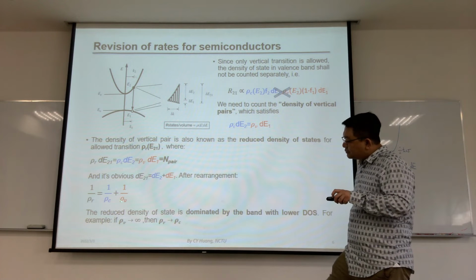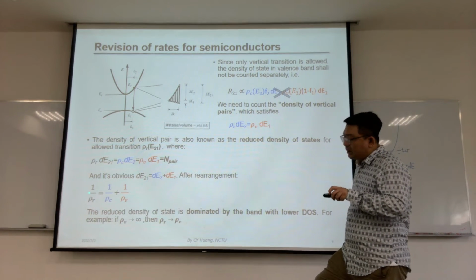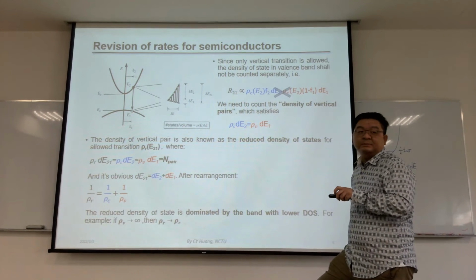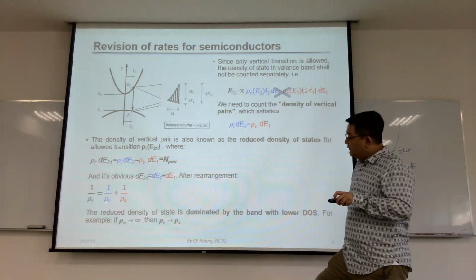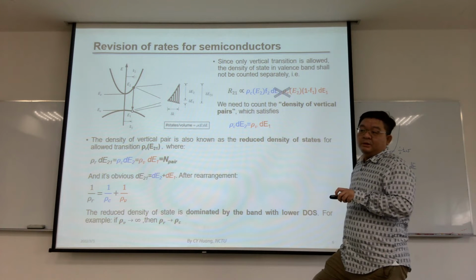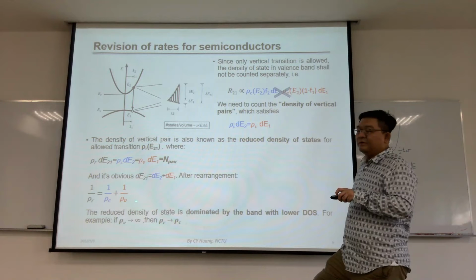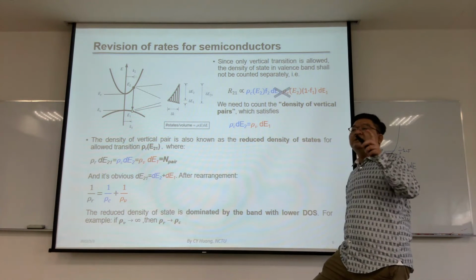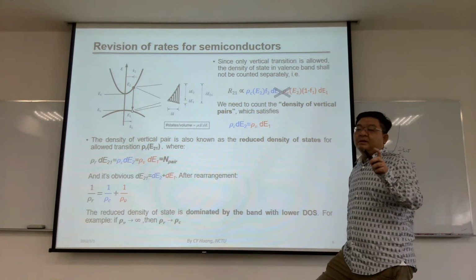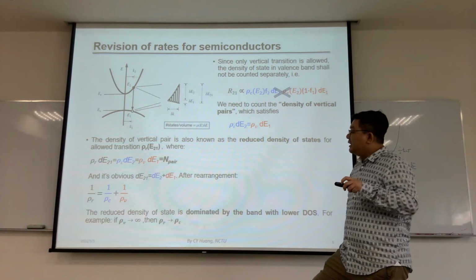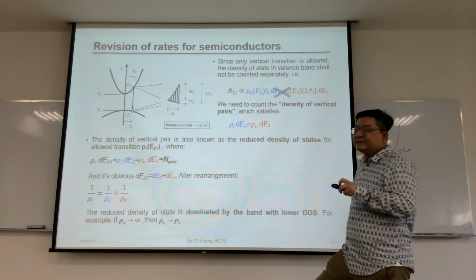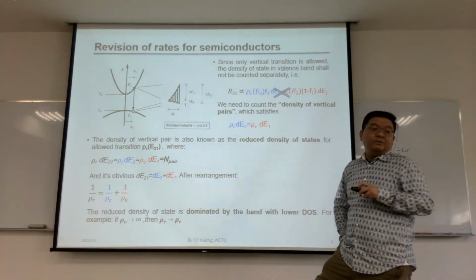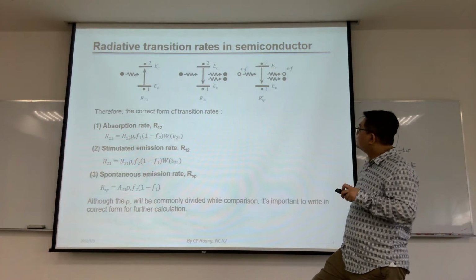And you will see the number of low R will be dominated by the one with a smaller density of state. If the low C is much smaller, it will dominate the total number of these two. Then it dominates your final density of state. So the transition will be limited by the state with a lower density of state anyway. So that's the second revision of the statistic with Einstein's AB relation.